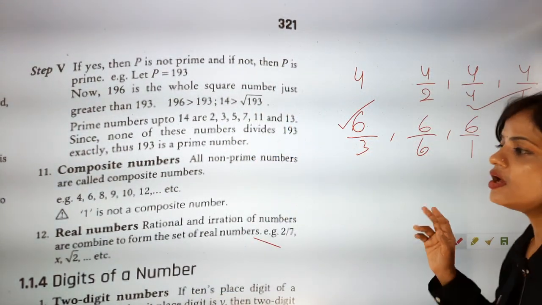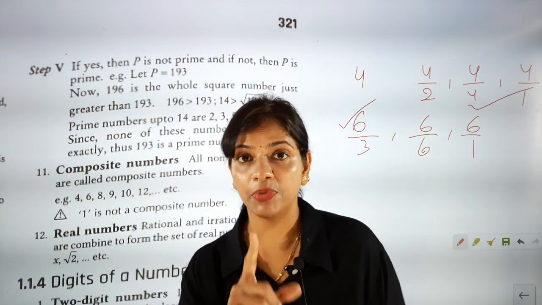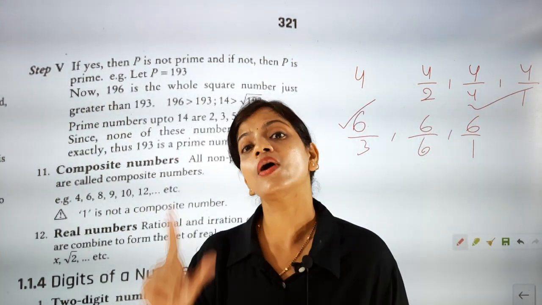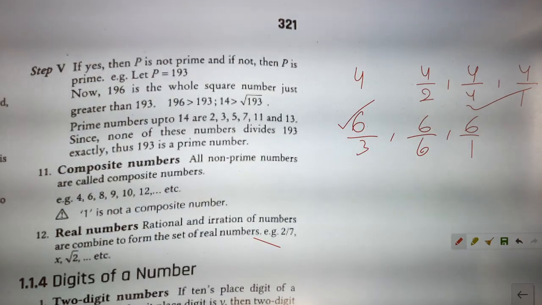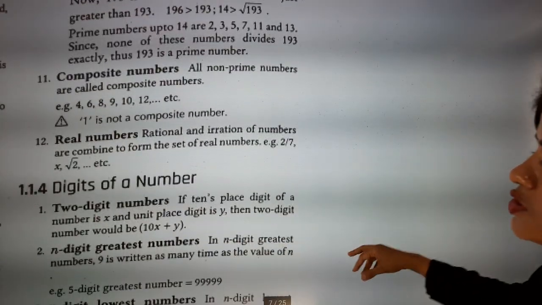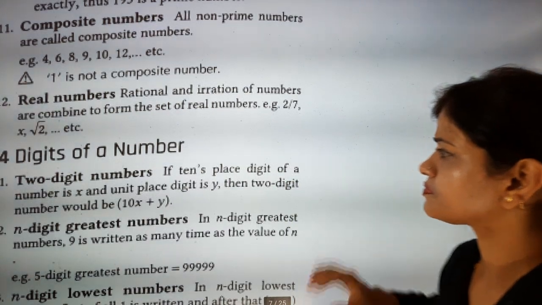So 1 is not a composite number. Remember, 1 is not a prime number, and 1 is also not a composite number.